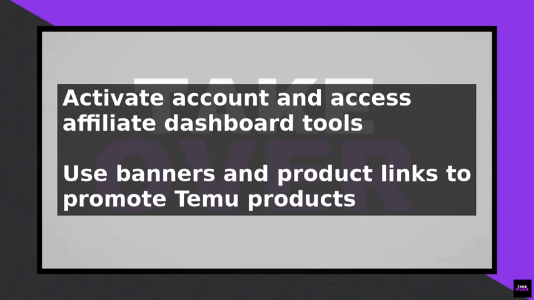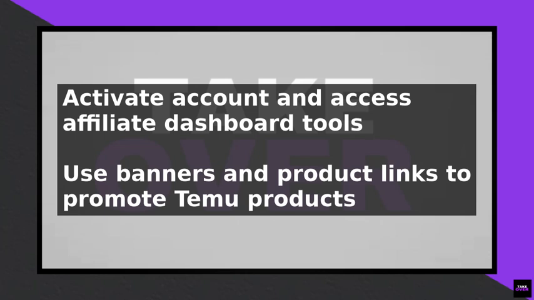You can use the product links and banners provided in the affiliate dashboard to create affiliate links and add them to your website or social media posts. When someone clicks on these links and makes a purchase, you will earn a commission on the sale.